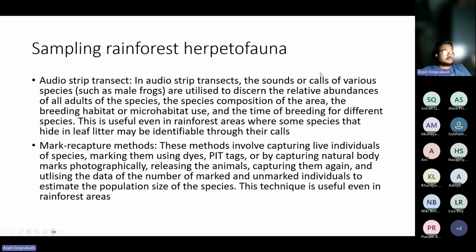The other thing was mark recapture method, as we talked about. You basically capture some animals, mark them, release them. Then afterwards, these animals are again captured, and you count how many of the individuals are marked and how many of the individuals are not marked. Right.